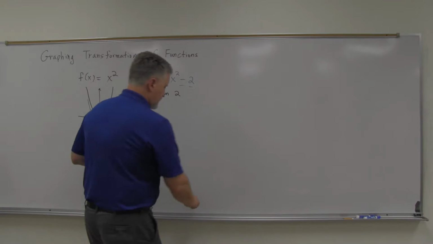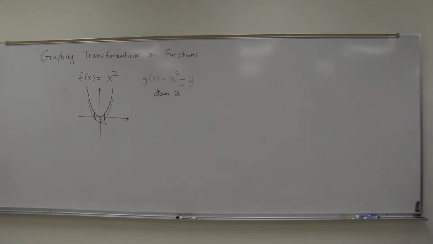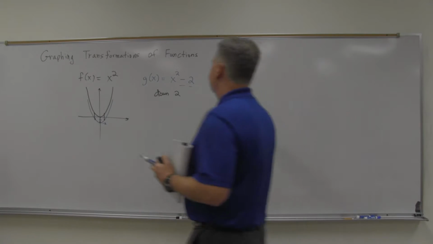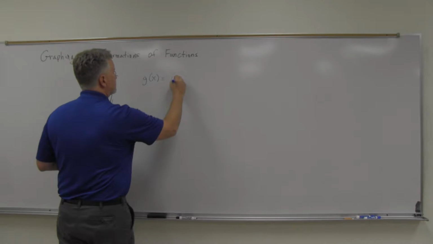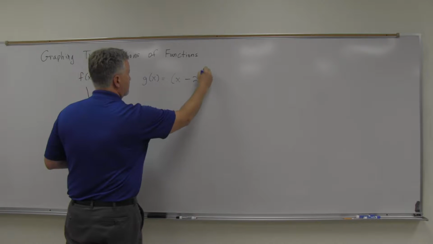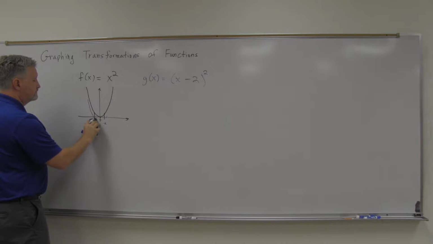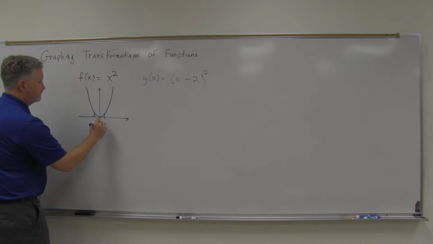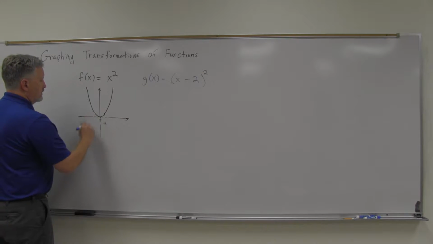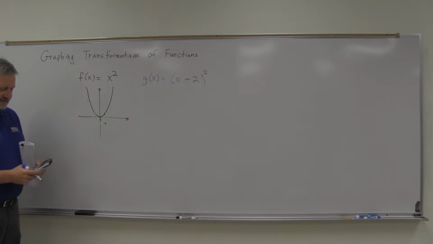Now, if I go to another one, let's make it g of x equals x minus 2 squared. Let's put it on the same graph here. Maybe I should have done a whole different one, but that's all right. Let's see what happens there. Punching it in.